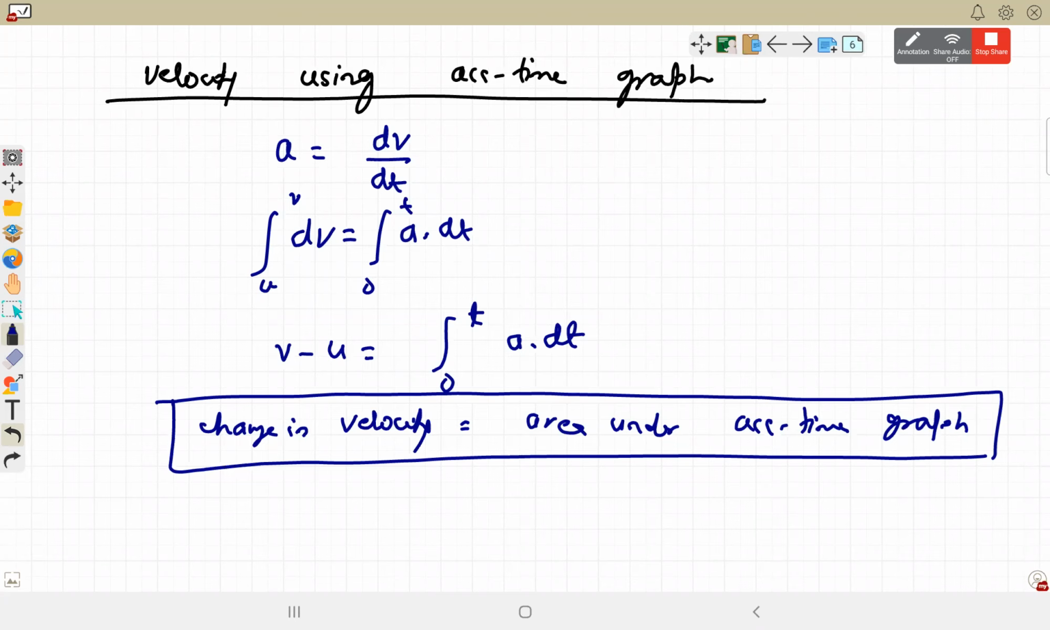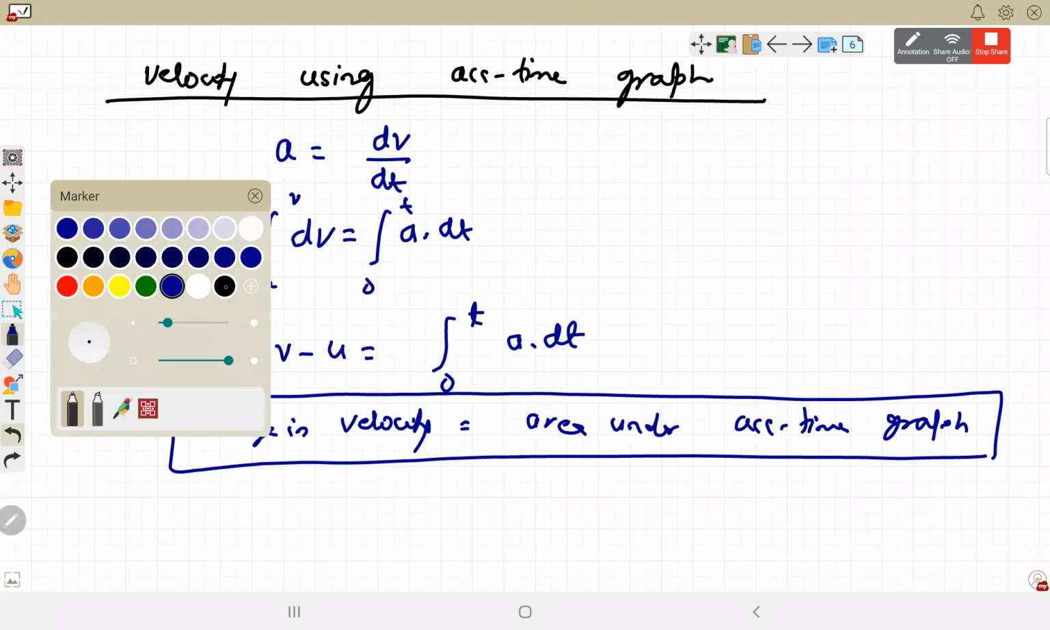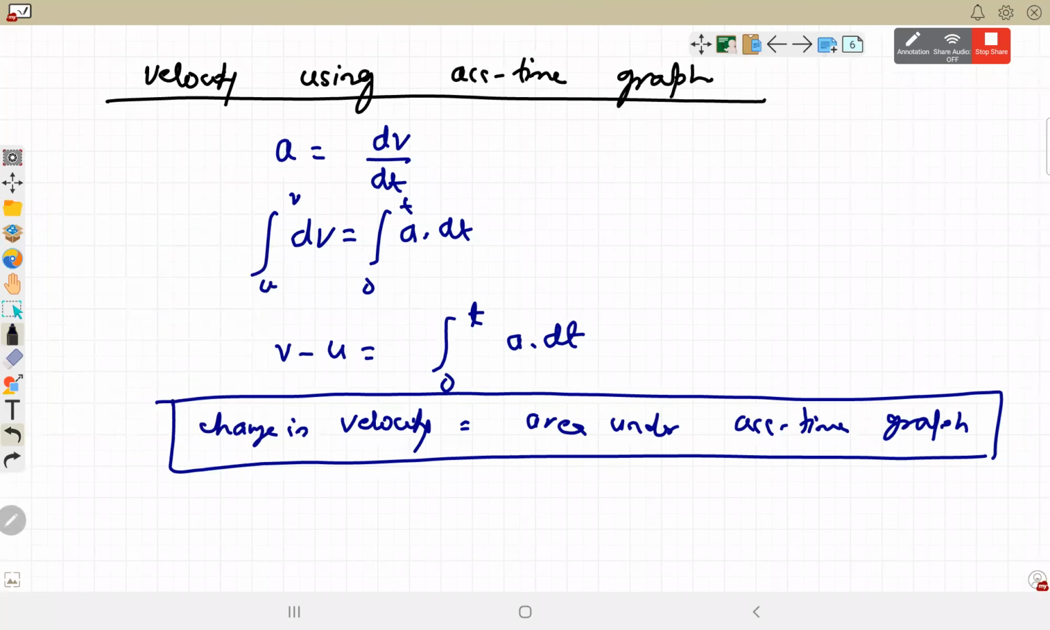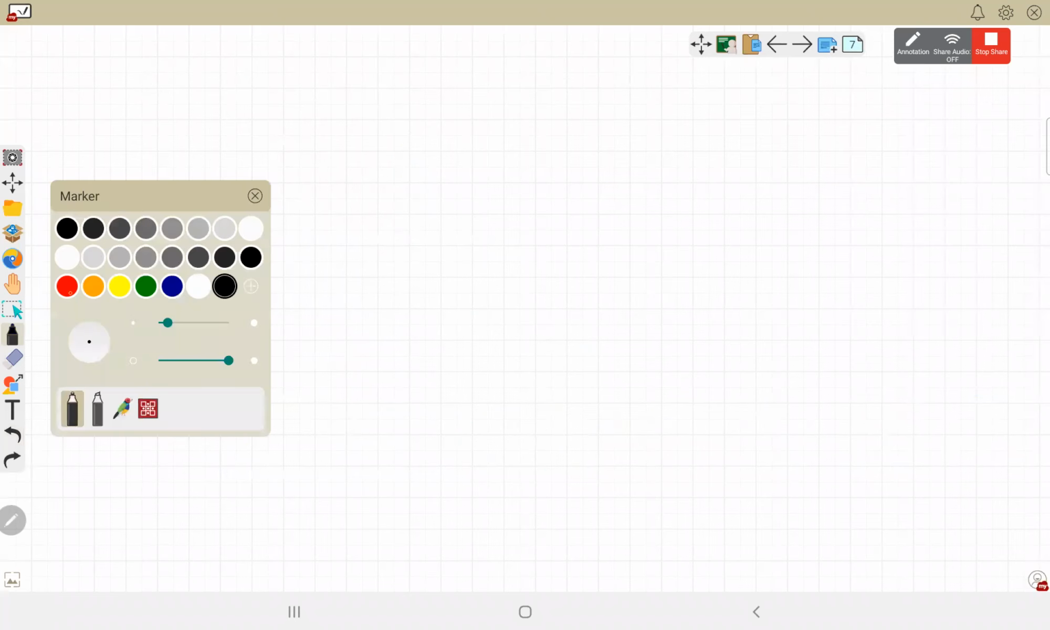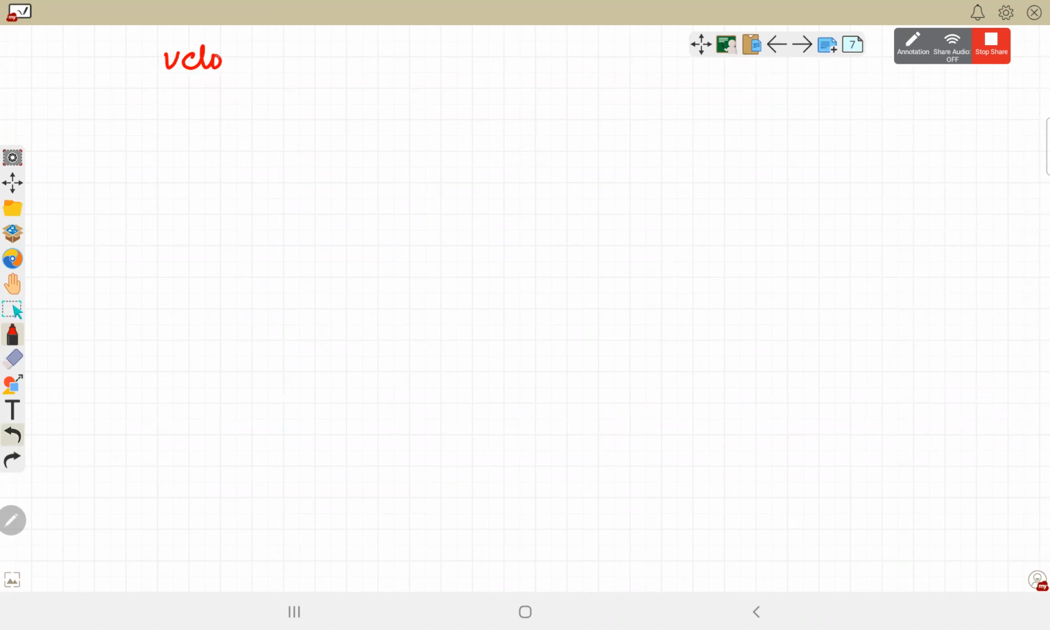But suppose the graph is acceleration versus position, an a and x graph, then what do we do? A x graph का area निकालेंगे, then it will not be change in velocity. Then we have to again do the velocity calculation using एक बार acceleration.